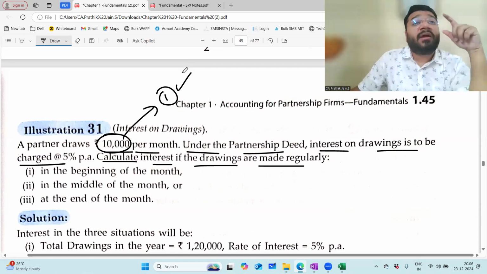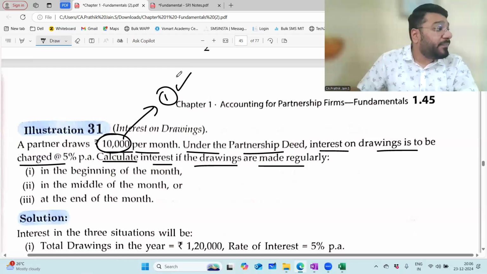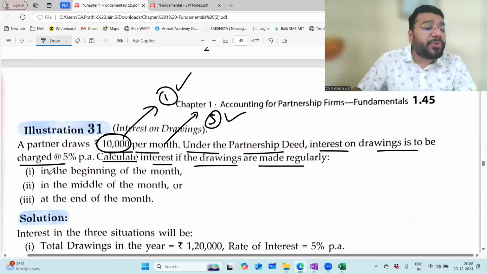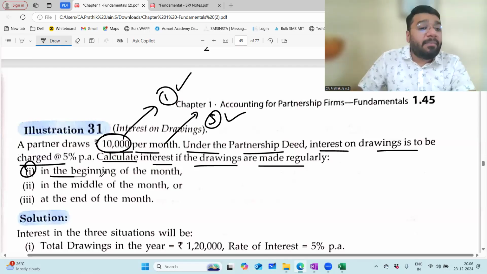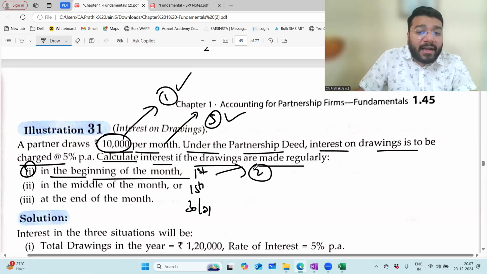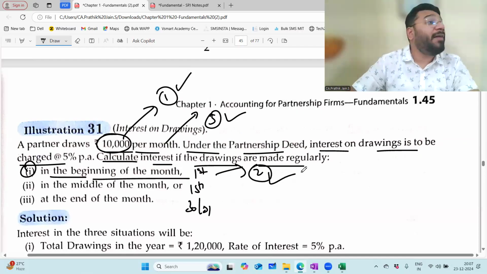What is the third condition? Date of drawing, or frequency. Whenever he withdraws the money, it should be at regular intervals, meaning the time gap between all the drawings should be same. He is withdrawing the money every time monthly. So third condition also satisfied. And then the question says he is withdrawing the money in the beginning of the month. Beginning of the month means what? First. Middle of the month means when? 15. End of the month means what? 30 or 31. So here, the second condition is also satisfied. So which method can I use now? Average period method.